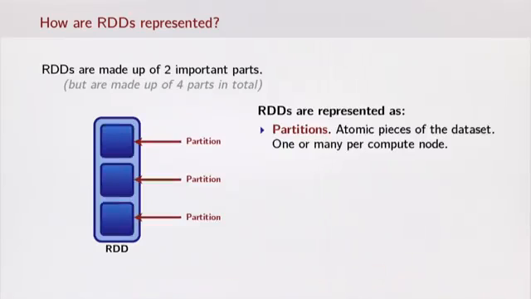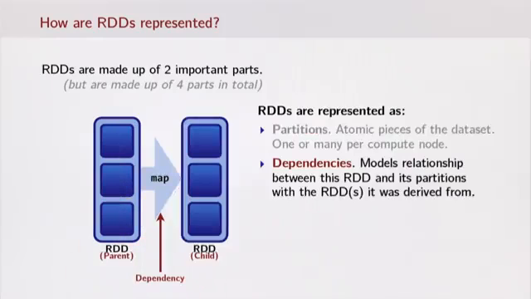But an RDD itself is actually made up of partitions. Partitions are atomic pieces of the dataset, and they may exist on one or many compute nodes. So you might have one RDD spread out over many compute nodes, and all of the pieces that are spread out are the partitions. The next most important part of an RDD are dependencies.